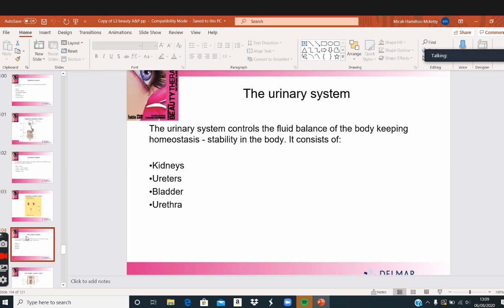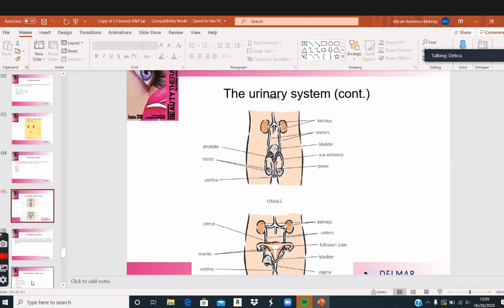Urinary system is another system. This controls the fluid balance in the body, keeping homeostasis, stability in the body. Homeostasis means to keep a balance of chemicals, to keep everything in balance within the body. And this consists of what we just looked at: the kidneys, ureters, the bladder, and urethra. Get those mixed up all the time. They sound very similar, but they're different parts of the system. So we'll have a closer look.